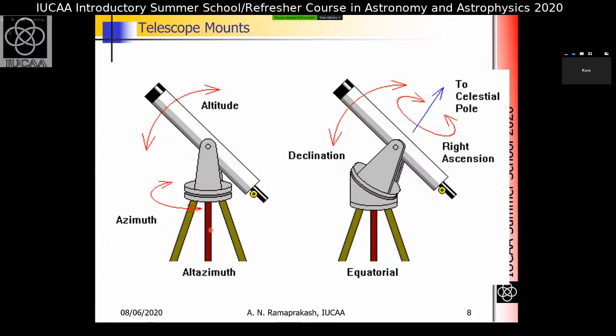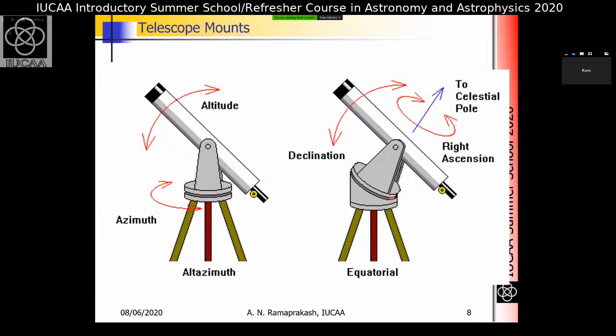One of those arrangements is the alt-azimuth arrangement, where the base platform of the telescope is horizontal. And on the horizontal base, the tube of the telescope is mounted so that it can move along this axis, which is the altitude axis, up and down, or along this axis, which is the azimuth axis, around in different directions, east, west, and so on.